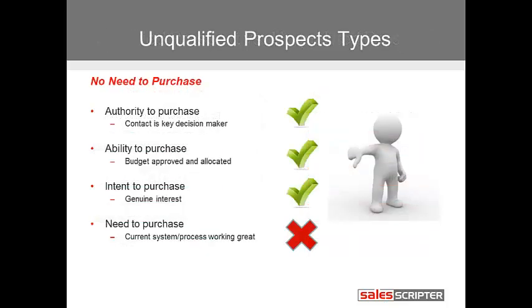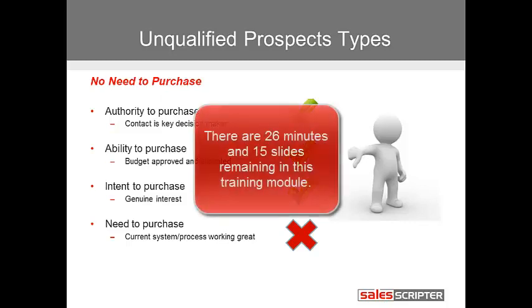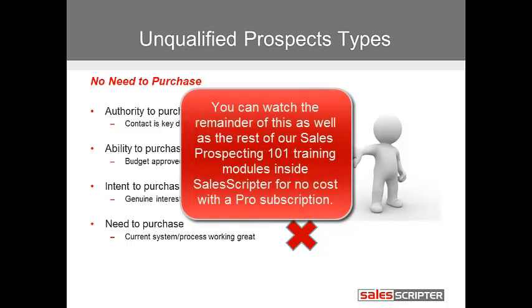So let's talk about some examples of common unqualified prospects that you can run into. We'll go through four types, and this first one is the no need to purchase. You're dealing with someone who has the authority to purchase, the VP of a department. They have the ability to purchase, with money available and allocated to this area. They intend to purchase, and their intent with you is genuine. They're not talking to anybody else. You're the only company they're talking to.